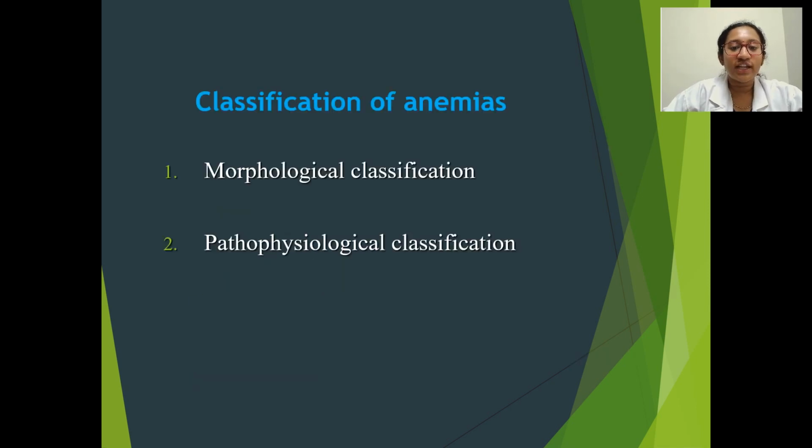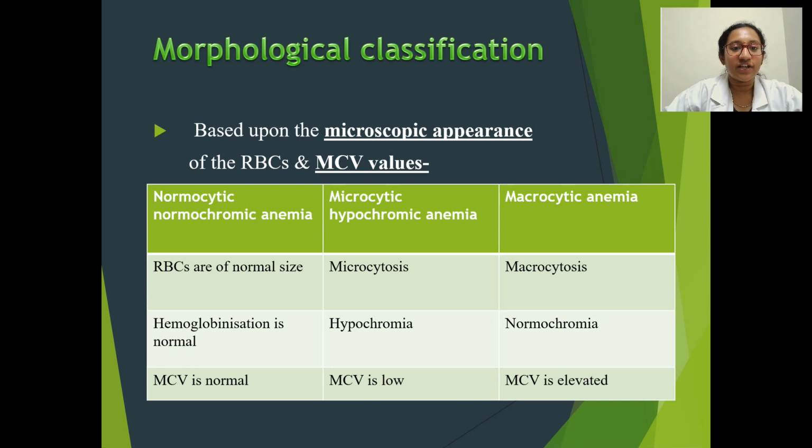Classification of anemia can be mainly of two types: morphological classification and pathophysiological classification. Based on the microscopic appearance of RBC and MCV value, morphologically, anemias can be of three types: normocytic normochromic anemia, microcytic hypochromic anemia, and macrocytic anemia. In normocytic normochromic anemia, RBCs are of normal size, whereas microcytic means there is decrease in the size of the RBC, and in macrocytic anemia there is increase in the size of RBCs.